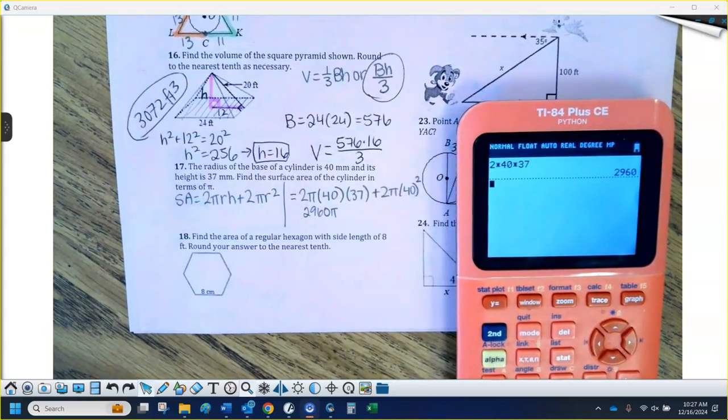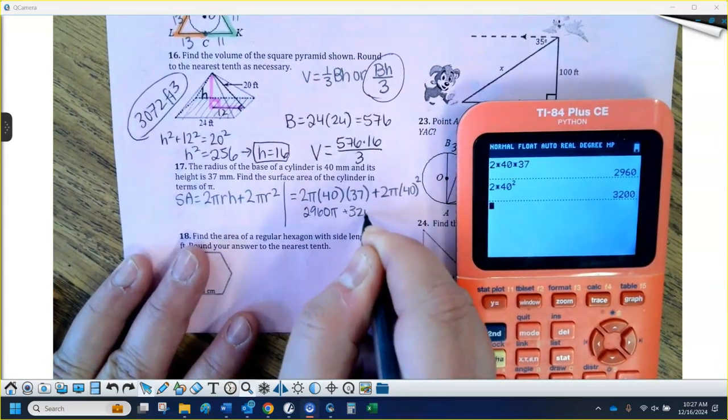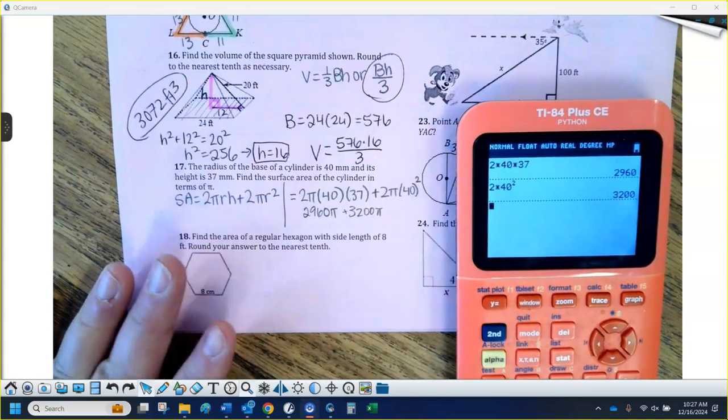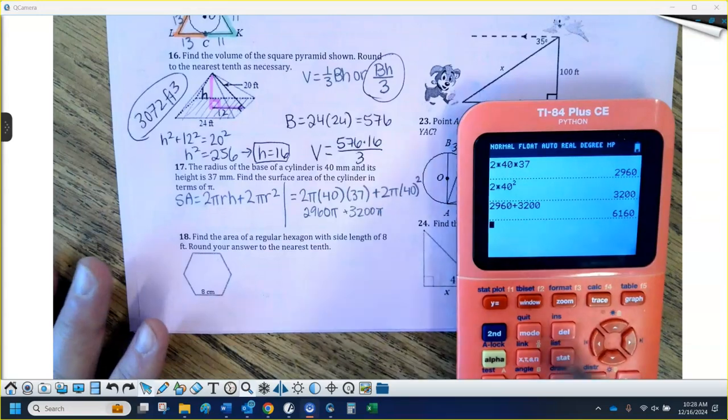So it's 2,960 pi. The other one, I'm going to do 2. The radius squared is going to be 40 squared, so don't forget to square the 40. This is 3,200 pi, and then those guys are like terms. So we're just going to take the 2,960 and add the 3,200 to it. That'll leave it in terms of pi.